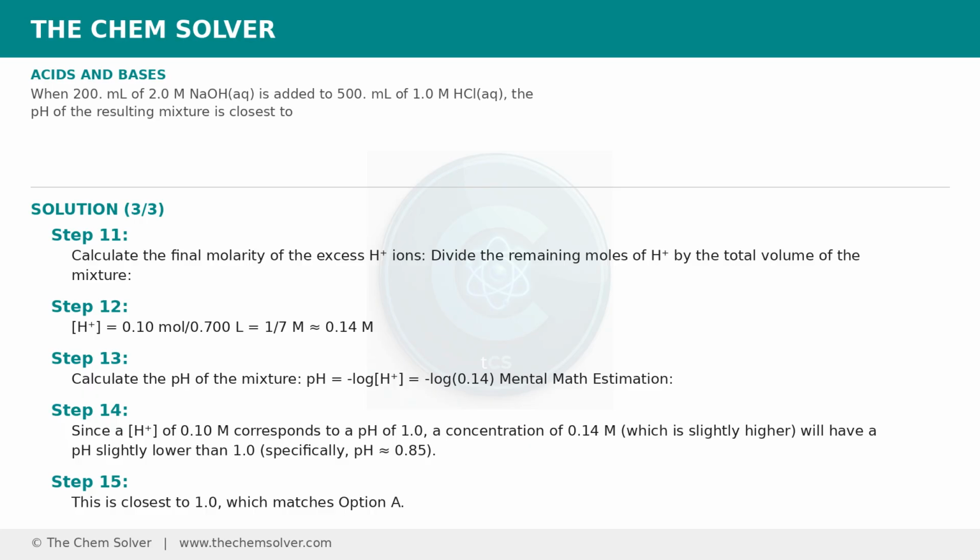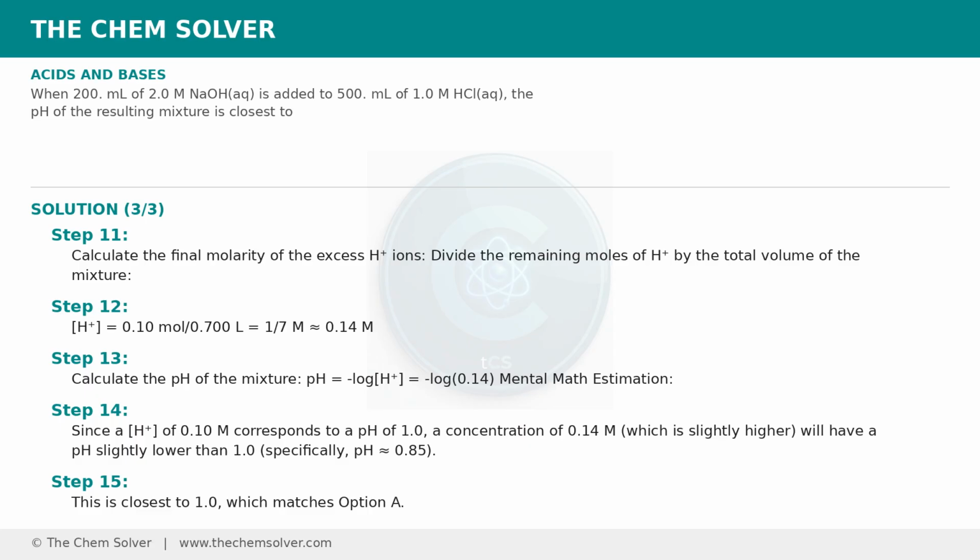Calculate the pH of the mixture. pH equals negative log of H⁺, equals negative log 0.14. Mental math estimation: since an H⁺ concentration of 0.10 molar corresponds to a pH of 1.0, a concentration of 0.14 molar, which is slightly higher, will have a pH slightly lower than 1.0, specifically, pH approximately 0.85.